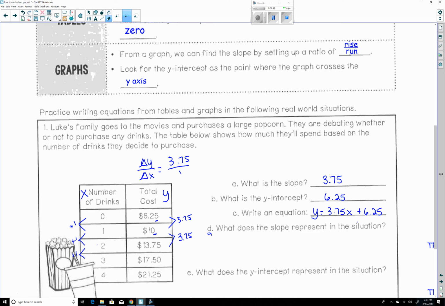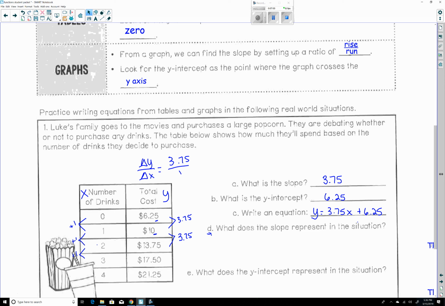Okay, so now we have some practical questions to answer here. What does the slope represent in the situation? So what is $3.75? Let's go back and read this. Luke's family goes to the movies and purchases a large popcorn. They are debating whether or not to purchase any drinks. So x is our number of drinks and y is our total cost. So what is this $3.75 representing?